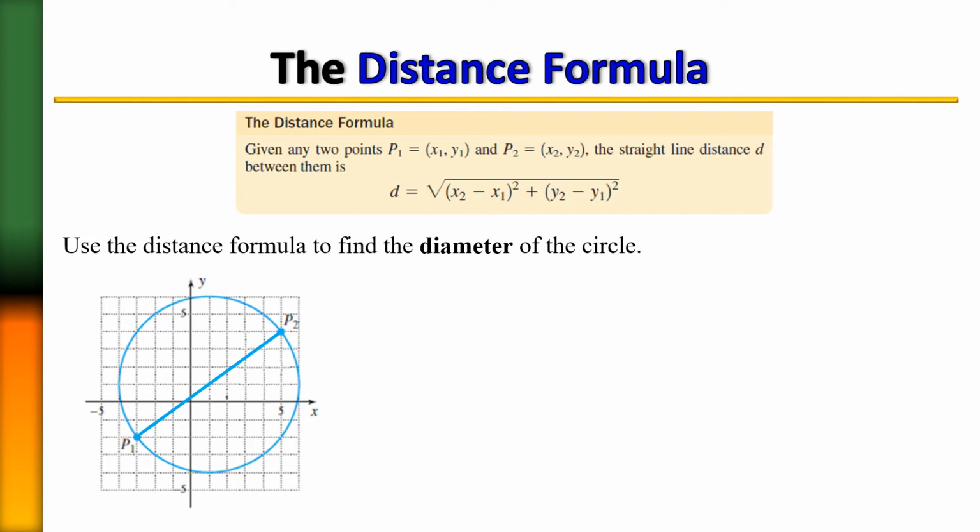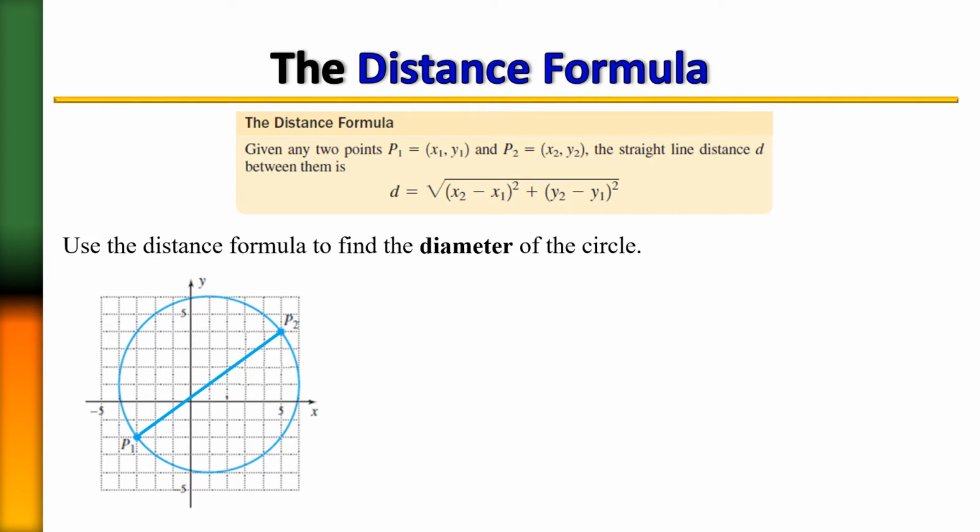So in other words, you're going to take your x's and subtract them, then square them. Take your y's and subtract them, then square them. Add those two numbers together, and then take the square root of that number, and then you can find the distance of any line. So let's do this one as an example.